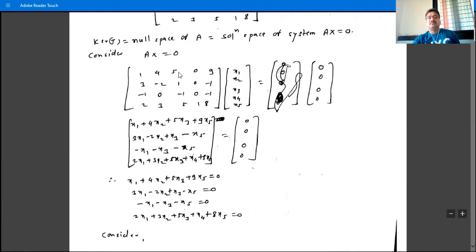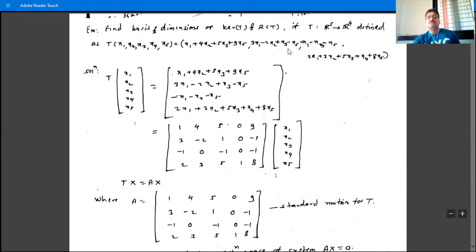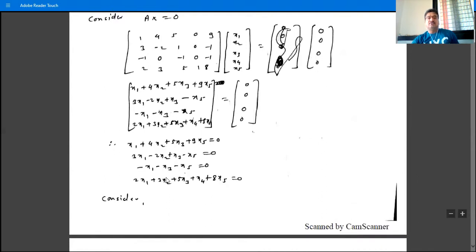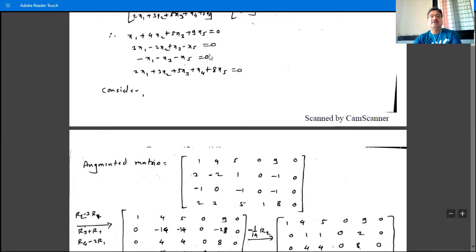We have x1 + 4x2 + 5x3 + 9x5 is equal to 0, then the second row is 3x1 - 2x2 + x3 - x5. Then apply the third row on the column, and the fourth row likewise. This is equal to (0, 0, 0, 0). And then compare the LHS and RHS. We have this system. Each of these equations is equal to 0, and we have to solve this system using the Gauss elimination method.